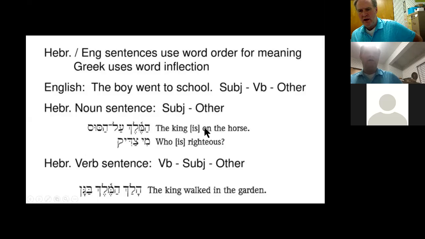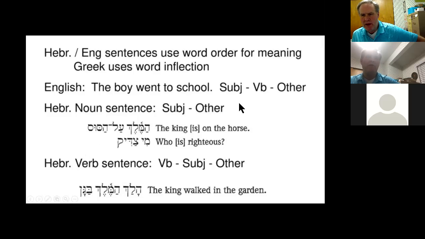So for the king on the horse, we can't say the king is on the horse. You'd say Ha-melech. Ha-melech is the king, and on, remember, it was al. Horse was sus, so hasus. So Ha-melech al hasus, the king on the horse. The word for who was mi. Mi was who, and tzadik is righteous. So mi tzadik means who is righteous. That was no problem on that one.